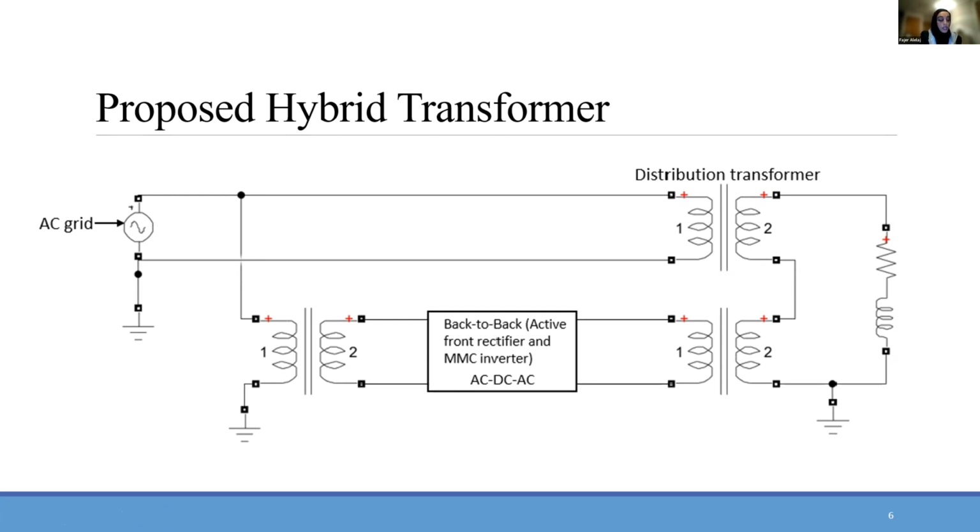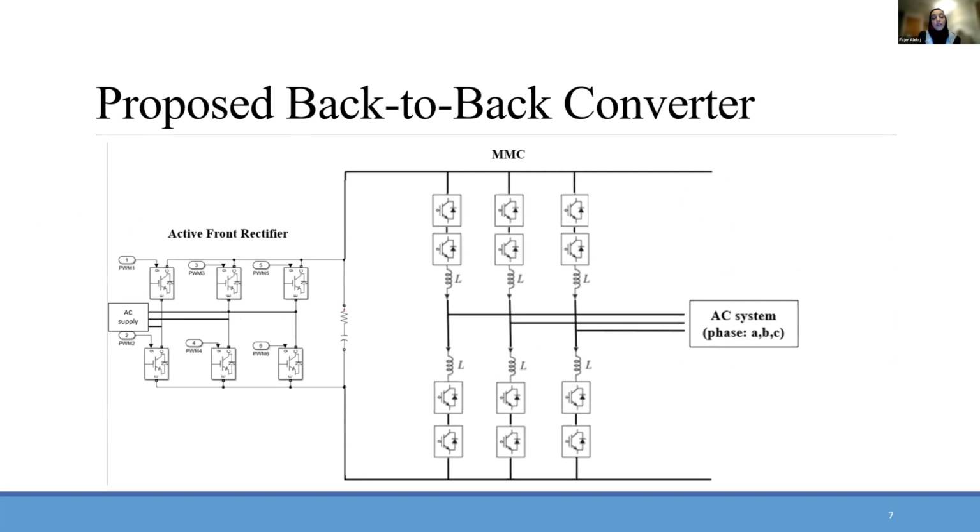We know that the MMC is one of the multi-cell converter family, so it can operate from medium voltage to high voltage, and also in high power conversions because of the high modularity, the high voltage scalability, and also the lower total harmonic distortion. So as you see here, this is the proposed back-to-back, which is the active front rectifier and the MMC.